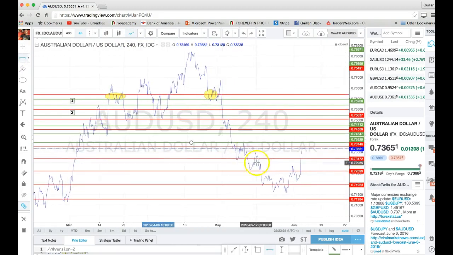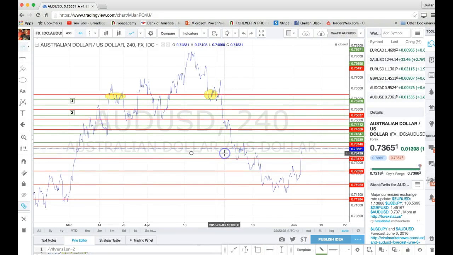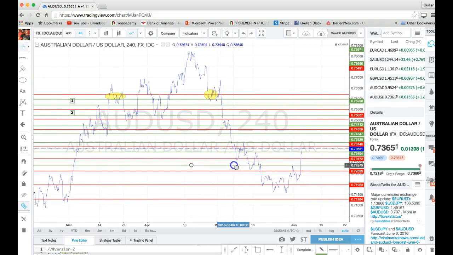Okay, keep on going to my zones. Right here, support, resistance, resistance. Perfect. Next zone.